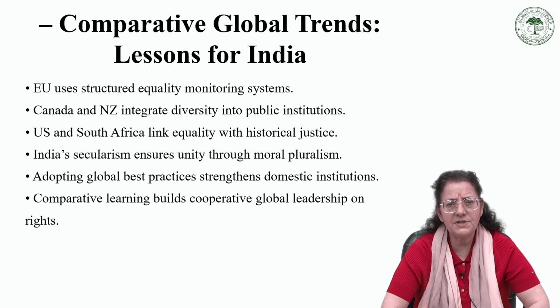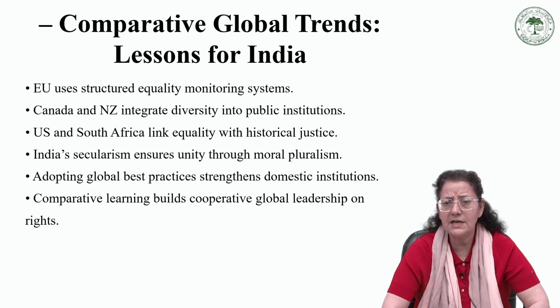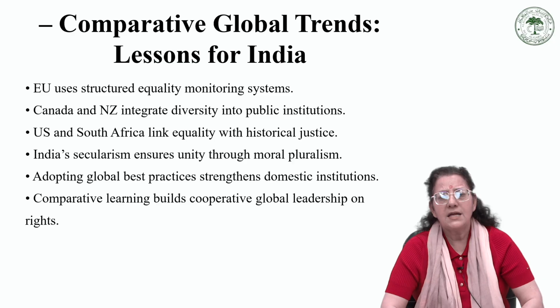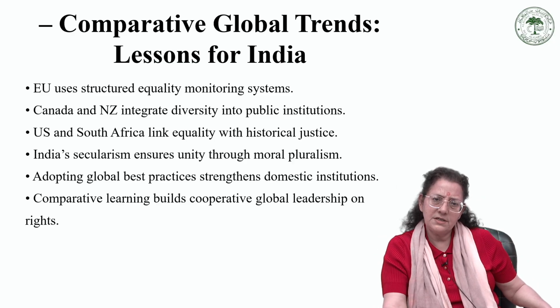The United States uses affirmative action, whereas South Africa integrates equality into post-conflict reconciliation. India's model of secularism is distinct. It blends moral diversity with legal equality. Comparative insights reveal that strong institutions, data transparency, and civic participation determine success more than ideology. Countries that treat diversity as an asset, not a challenge, achieve more cohesive development.